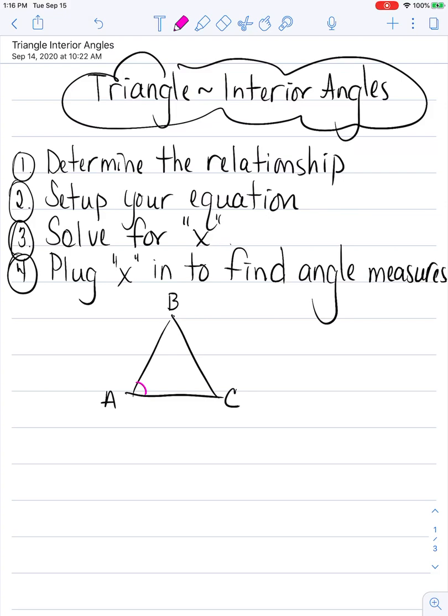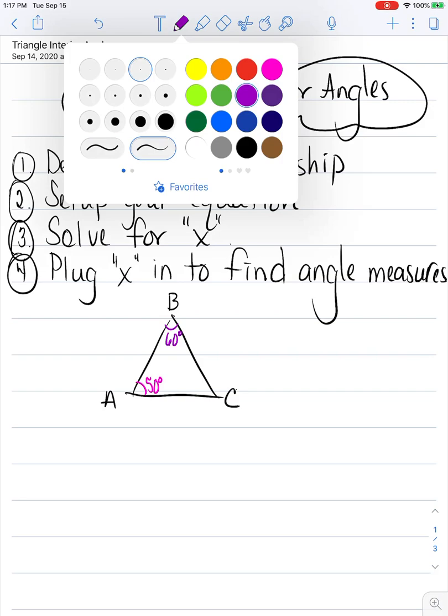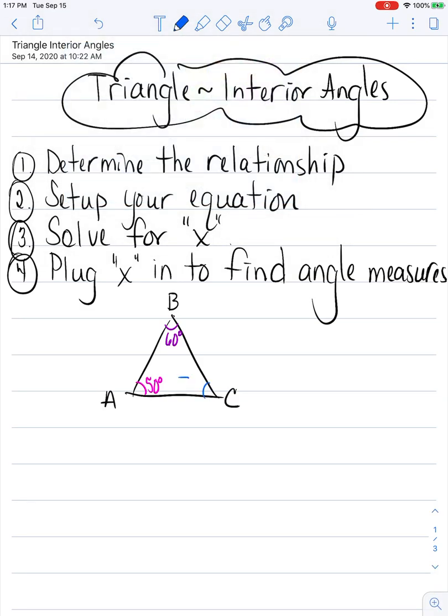Let's say angle A is a 50-degree angle. And let's say angle B is a 60-degree angle. And then we're going to make angle C a 70-degree angle. Well, the new relationship says if I add all three of those numbers up, they should equal 180 degrees. And they do. 60 plus 50 is 110, and 110 plus 70 is 180 degrees. So now let's look at how we can use that to find missing angle measures.